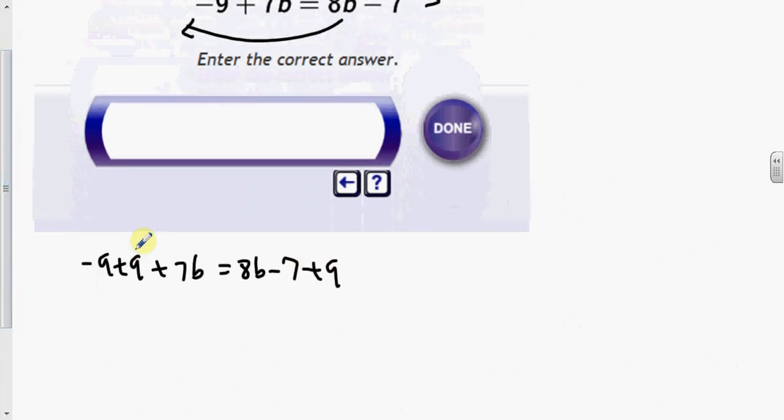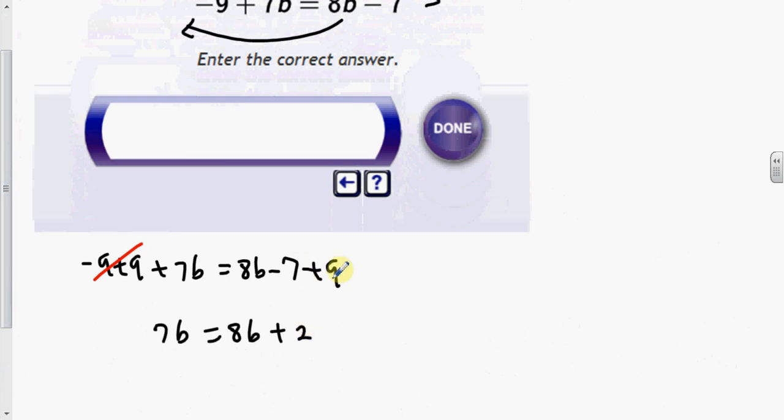So when you do that, the minus 9 plus 9 cancels out. I have left over here 7b. That's equal to 8b. And then take basically 7 from 9. I have left a plus 2, right? Negative 7 and positive 9, they have opposite signs. You subtract, you get 2.